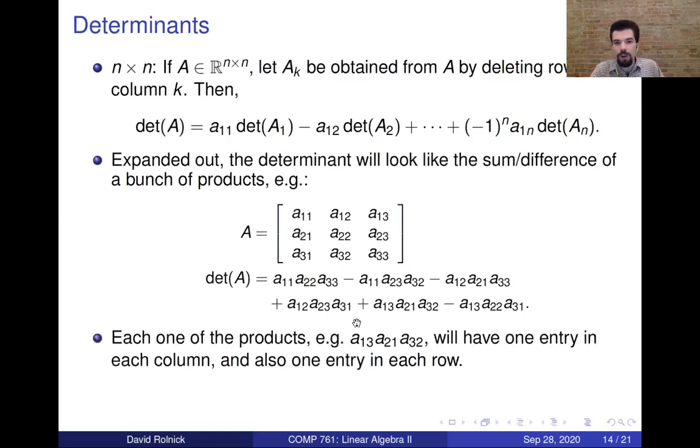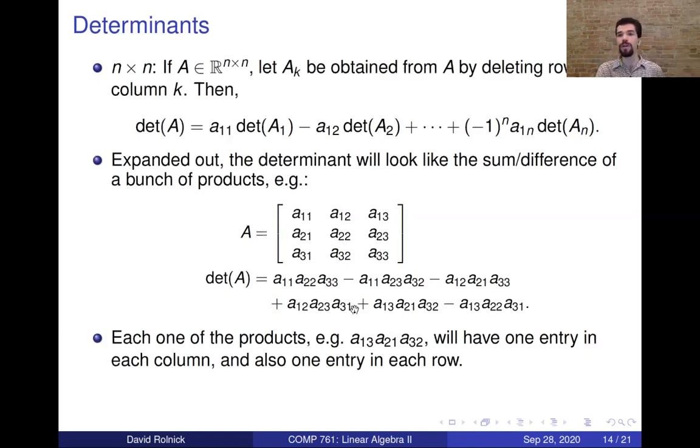Well, actually, these products are all the possible products that have one entry in each column and also one entry in each row. So for example, A13, A21, and A32. These three things, if you plotted them, this would be a permutation matrix, because there's one in every row and there's one in every column. And all of these 6 different terms are the 6, which is 3 factorial, possible permutations of 3. In general, there will be n factorial different terms in the determinant.